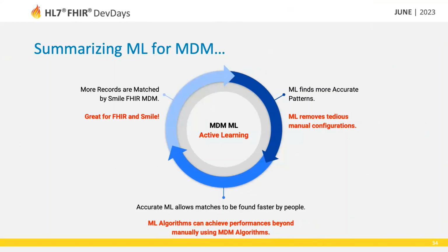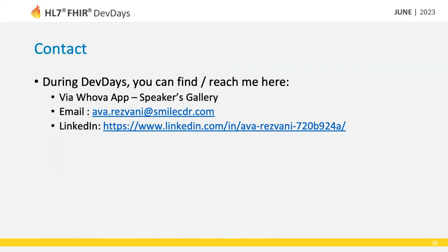Yes. Okay. So just to quickly summarize, ML is able to find accurate patterns by removing tedious manual configurations for clients using HAPI MDM. Through using ML, we can help HAPI MDM clients find matches faster and more accurately, beyond just manual configurations. And finally, at the end of the day, using ML for MDM will allow more matches to be completed by HAPI MDM, which is really great for FHIR. So thanks.